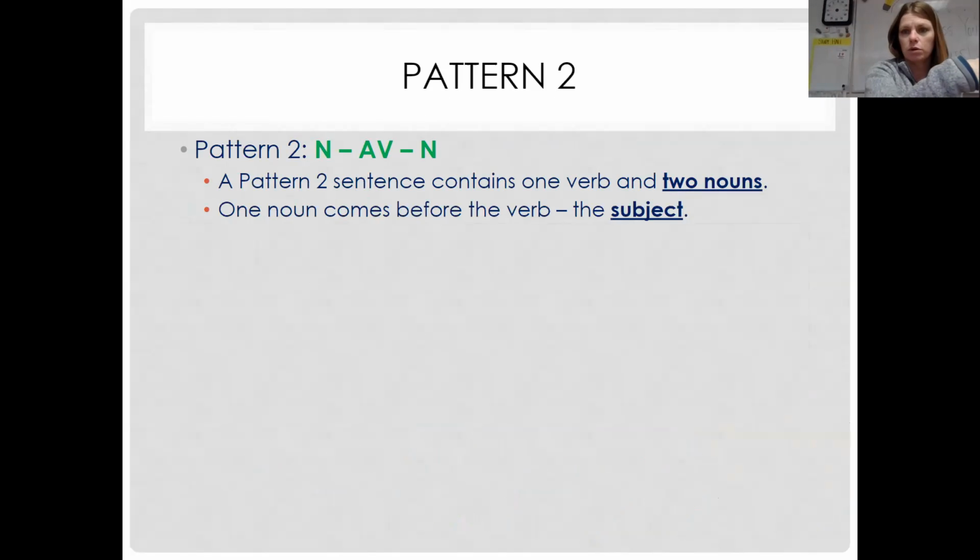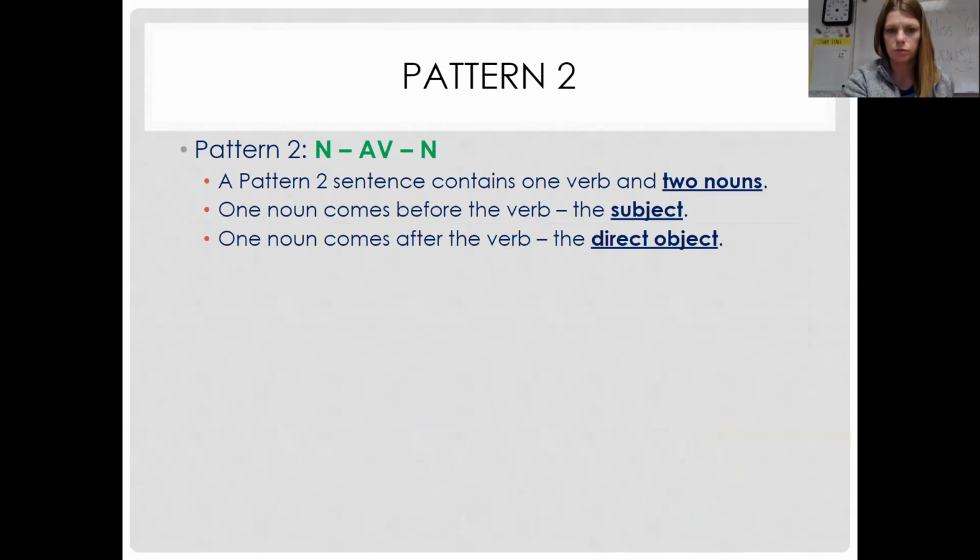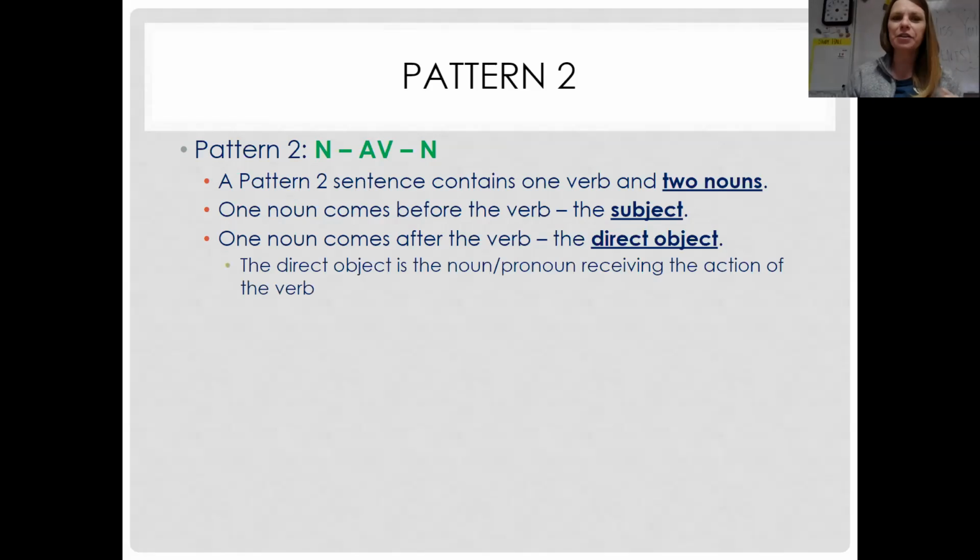One noun comes before the verb, the subject, that's not anything new, and one comes after the verb, the direct object, my favorite job of all time. The direct object is the noun or pronoun which is receiving the action of the verb.